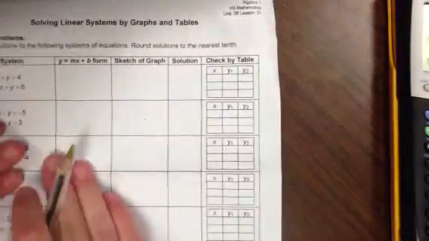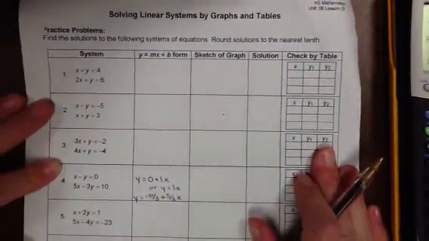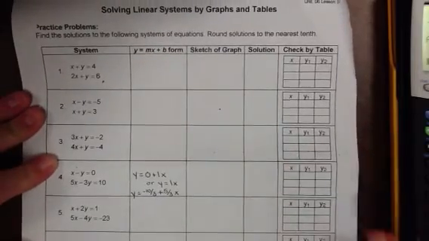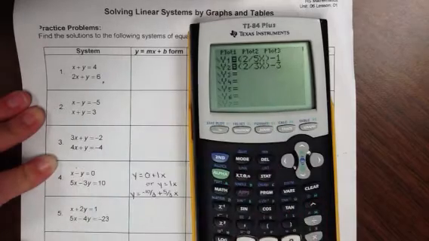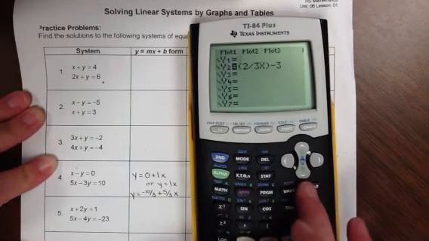So the next column says that they want us to sketch the graph. So if we go into y equals in our calculator, we want to clear out whatever's there.